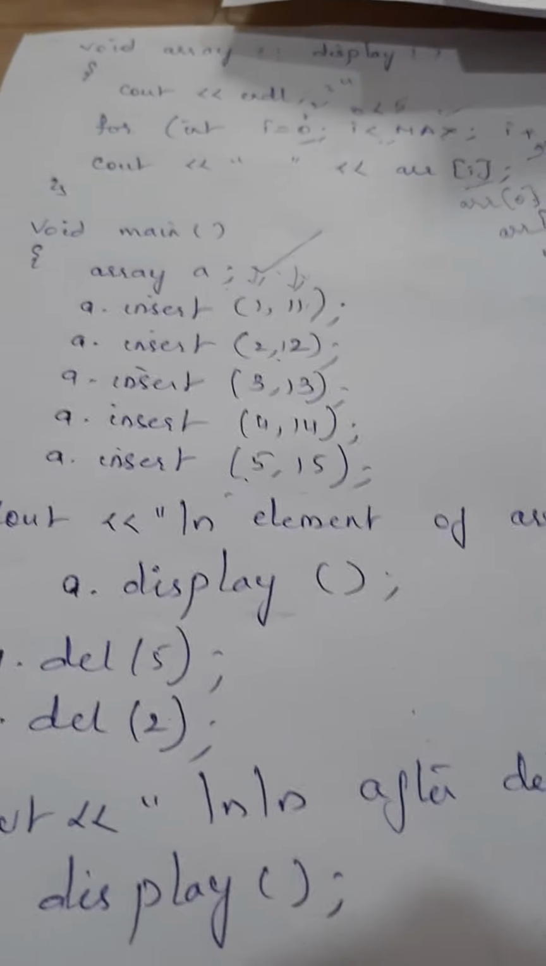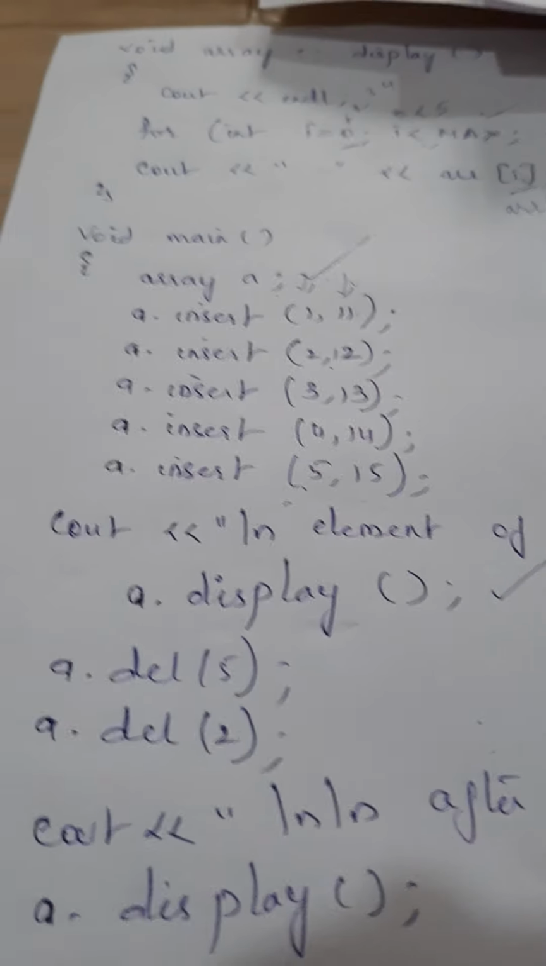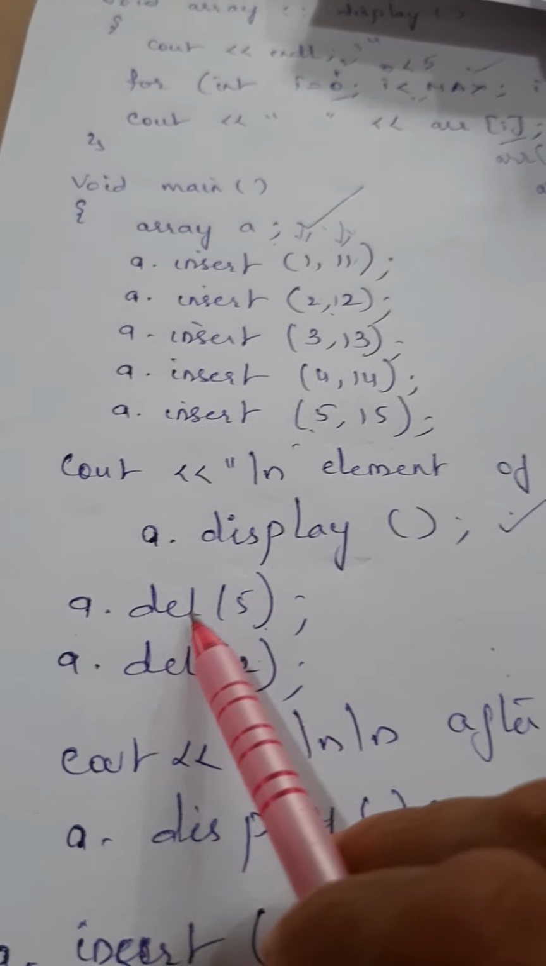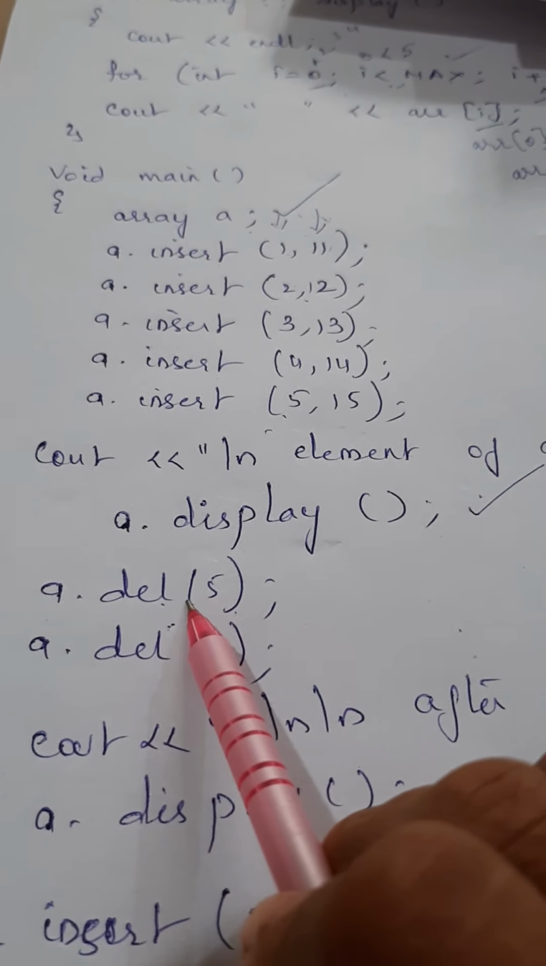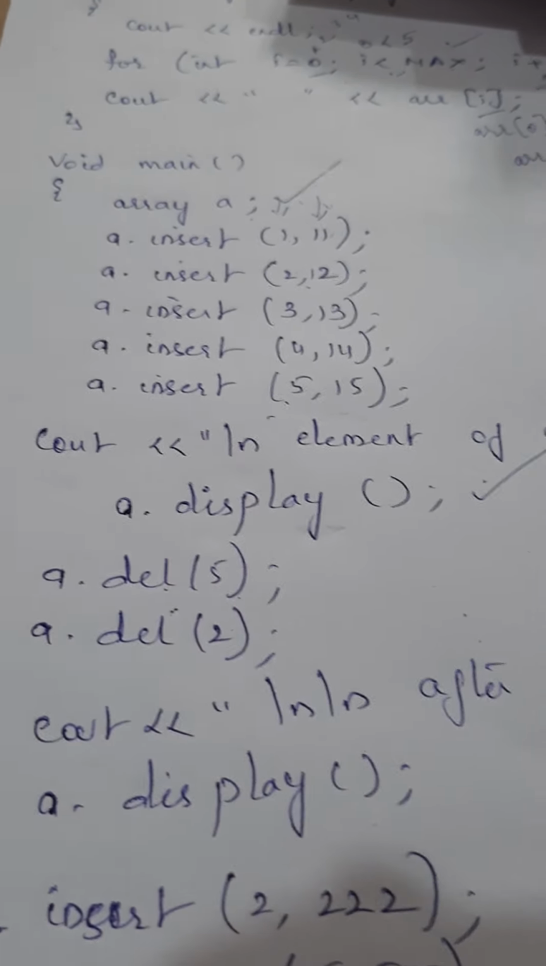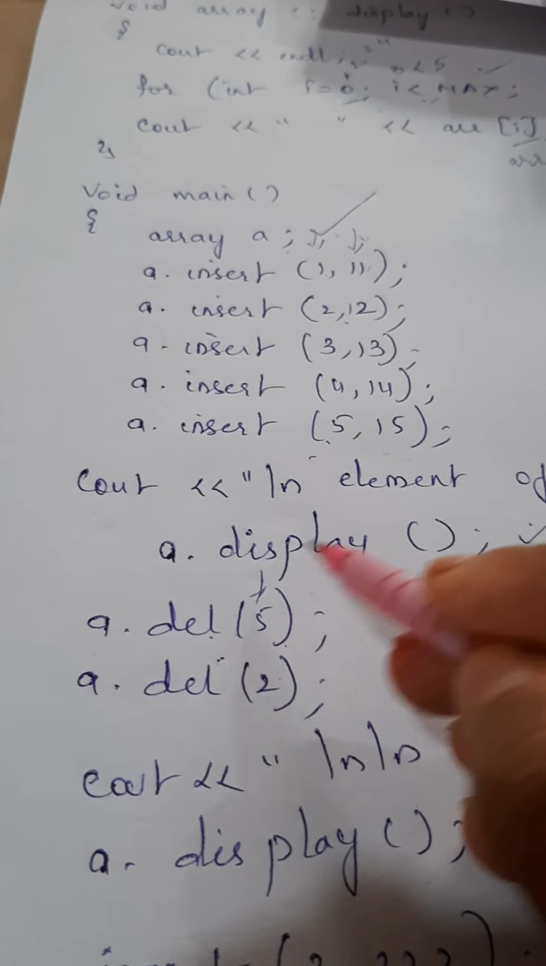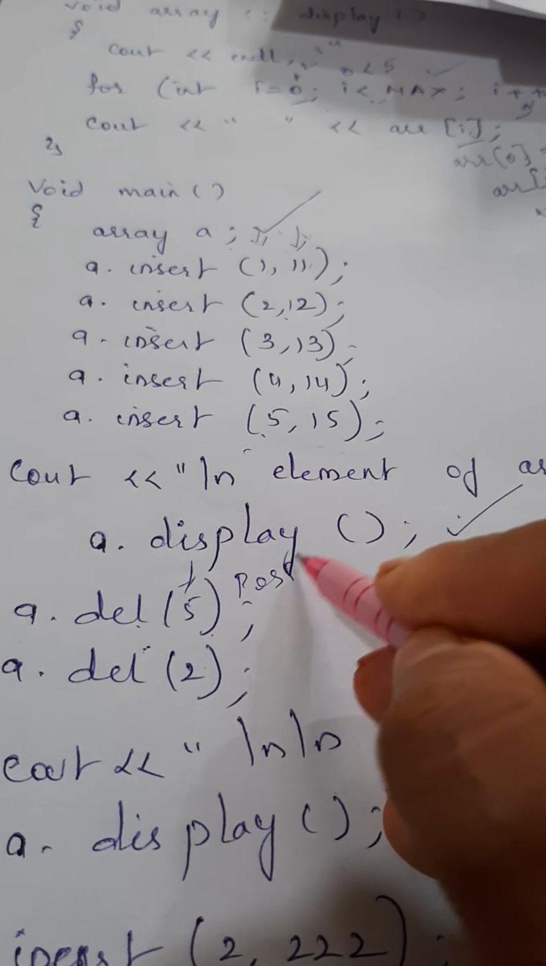Okay, so coming back to the main function again, now we have displayed the elements of the array. After the display function is used, we are using a.del. What is del here? Delete function. So when you want the deletion to be performed, you are calling the delete function. So when you call the delete function, automatically the compiler will shift to the delete function. So what you are deleting here? 5. And what is 5 here? They are not the elements, they are the positions.